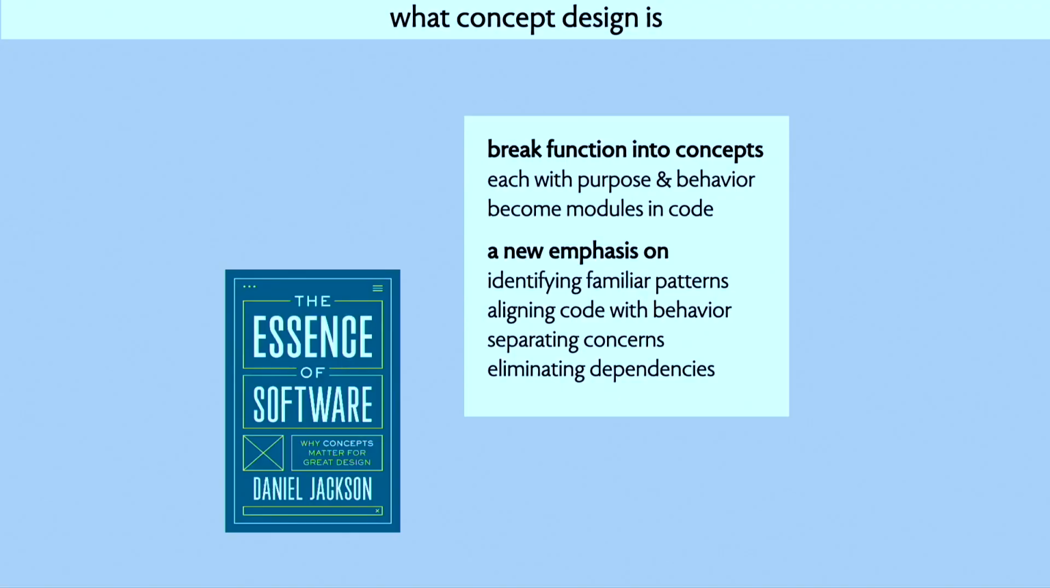I want to tell you a tiny little bit about concept design. In short, this is a shameless plug for my book about concept design. The basic idea is to break software down into components, each component motivated by some purpose and separating out the behavior associated with that purpose. And this gives you a rather different emphasis when you do software design than if you don't use concept design. In particular, it gives you a tendency to think about familiar patterns, to align the code with the behavior more than is usually done, a much more radical separation of concerns and elimination of dependencies.